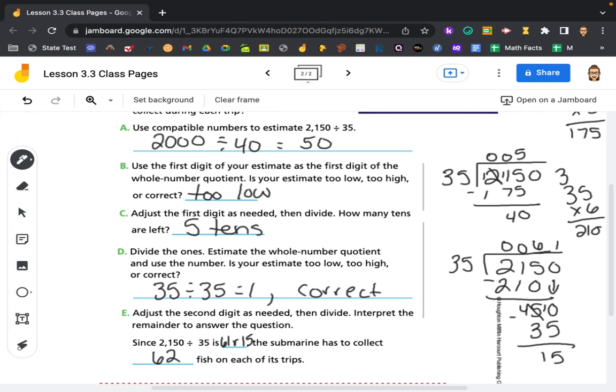So that is all for today's lesson. Hopefully you are now able to adjust a digit in a whole number quotient based on whether an estimate is too low or too high. Remember, in order to be a mathematician, in order to be a math person, all you have to do is be a person and do math.